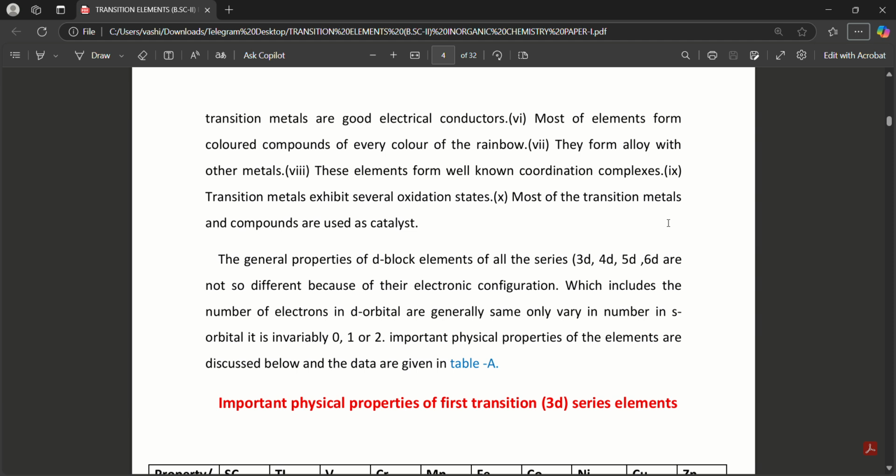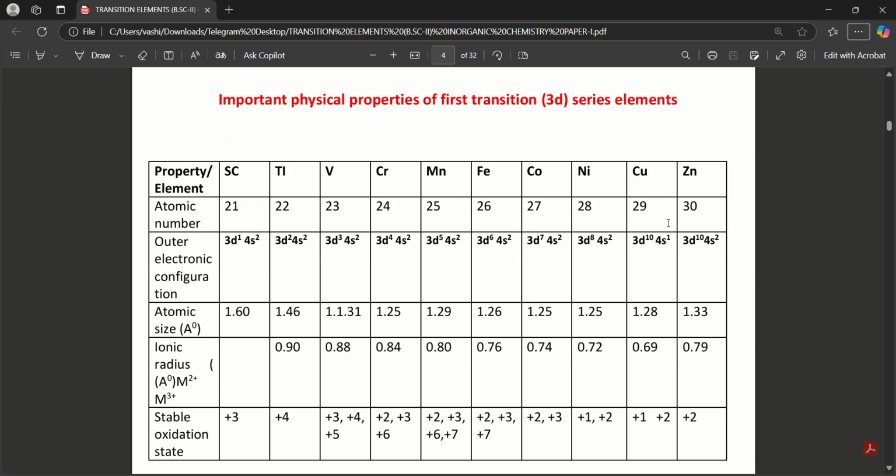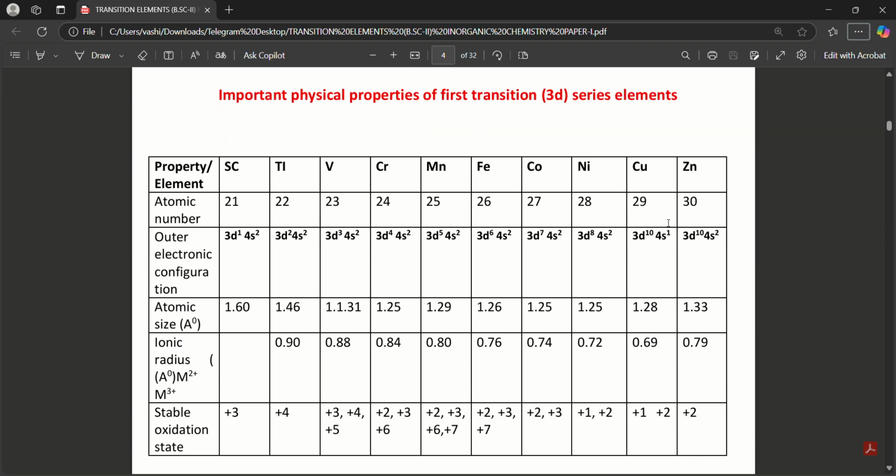The general properties of d block elements of all the series 3d, 4d, 5d, 6d are not so different because of their electronic configuration, in which the number of electrons in d orbitals is generally the same and only the number in the s orbital varies. It is invariably 0, 1 or 2. Important physical properties of the elements are discussed below and the data are given in the table. This is the table of important physical properties of the 3d series transition elements.